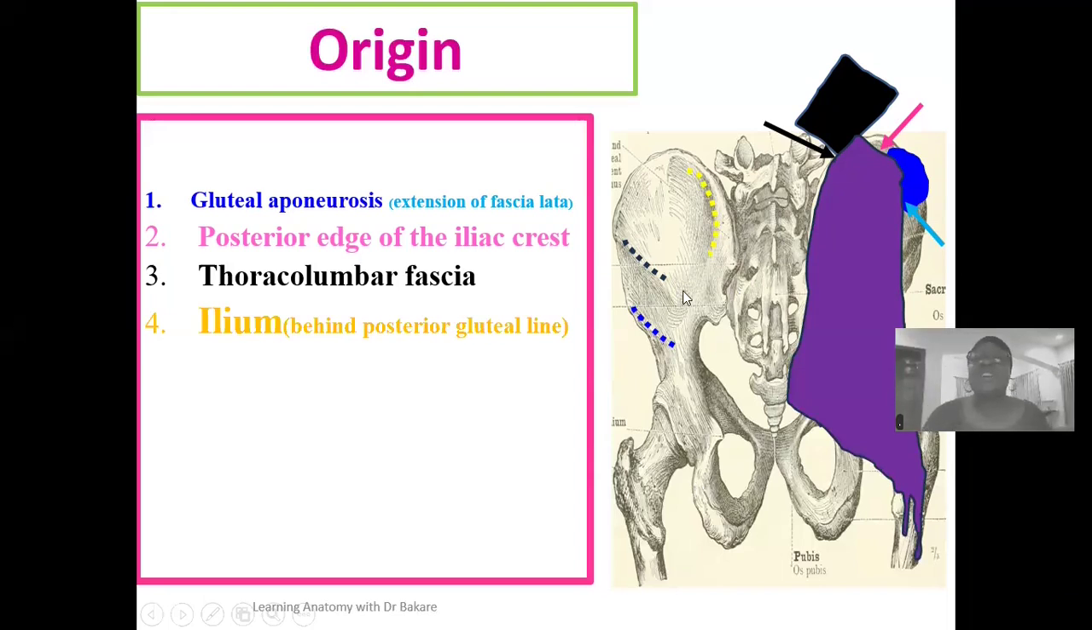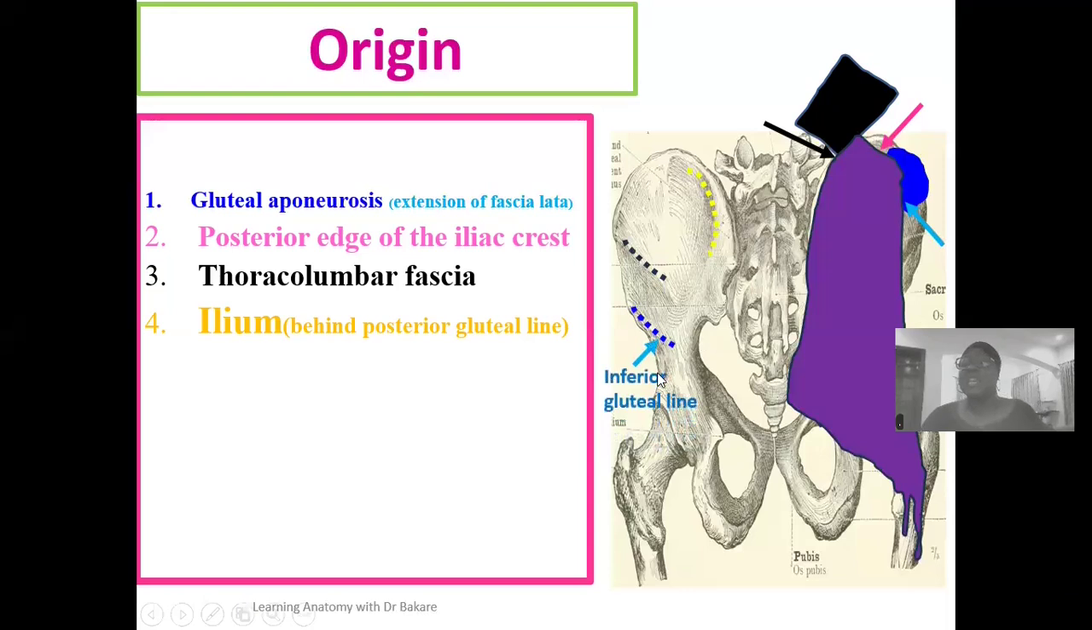So at this posterior region where we have the ilium, at the posterior or the gluteal surface of this ilium is where we have the emergence of the gluteal lines. And these gluteal lines are important because they will be used to establish the point of origin of this muscle. So this is where we have the inferior gluteal line here, arrowed in blue.